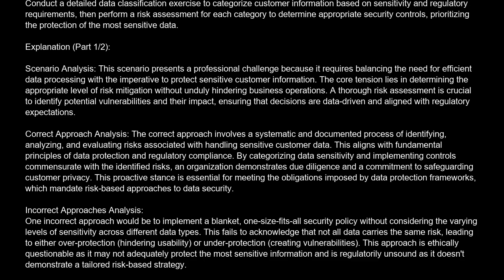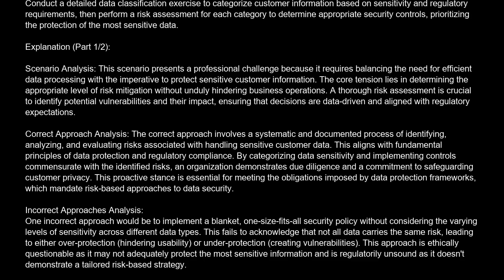The core tension lies in determining the appropriate level of risk mitigation without unduly hindering business operations. A thorough risk assessment is crucial to identify potential vulnerabilities and their impact, ensuring that decisions are data-driven and aligned with regulatory expectations. Correct approach analysis. The correct approach involves a systematic and documented process of identifying, analyzing, and evaluating risks associated with handling sensitive customer data. This aligns with fundamental principles of data protection and regulatory compliance.